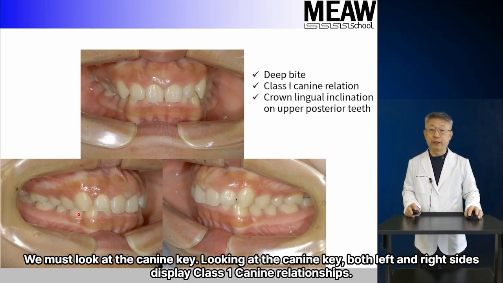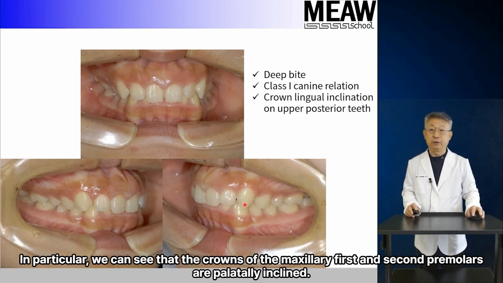We must look at the canine key. Looking at the canine key, both left and right sides display Class 1 canine relationships. In particular, we can see that the crowns of the maxillary first and second premolars are palatally inclined.